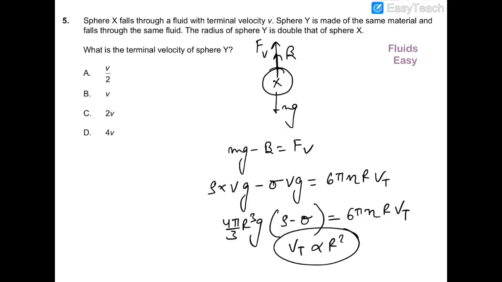So if the first one, X, has a terminal velocity of v, and Y has a radius which is double that of X, then the terminal velocity of Y will be 4 times that of X. So the correct answer would be fourth, D. Now we move on to the next question.